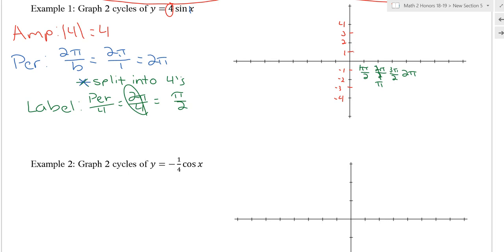Okay. I want to label 2 cycles, so usually I go in the forward direction and then the negative. So negative pi over 2, negative pi, negative 3 pi over 2, and negative 2 pi.